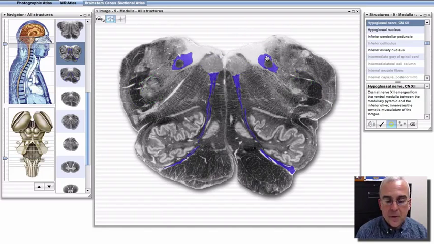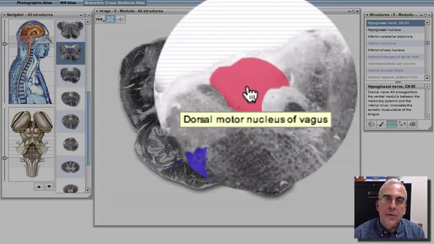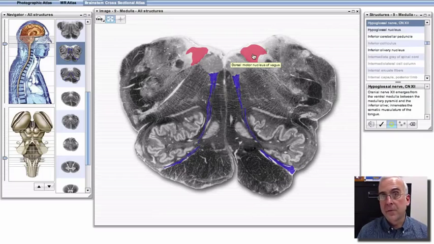But between the motor and the sensory, we might expect to find some visceral motor. And indeed, we have a major visceral motor structure here called the dorsal motor nucleus of the vagus nerve. So this is where many of our parasympathetic visceral motor cells reside that grow out axons through the vagus nerve. Also contributing to that vagus nerve are parasympathetic neurons that are involved with inhibiting the rate of contraction of the heart and the contractility of the ventricle.